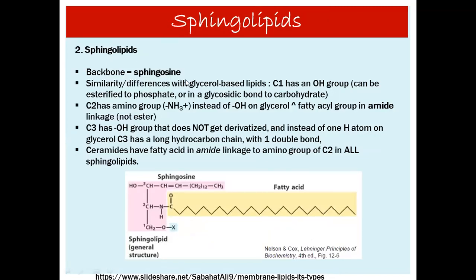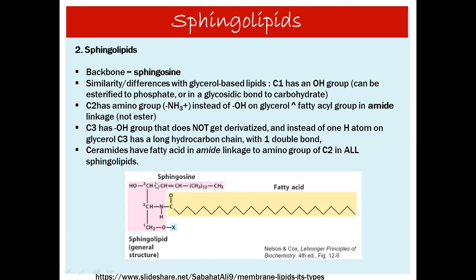Sphingolipids: when the backbone is another kind of alcohol, not glycerol. What is that one? Sphingosine. That's why it is called sphingolipids. Sphingosine is the backbone of the lipid. Similar to glycerol-based lipids, now C1 has an OH group. C2 has an amino group.